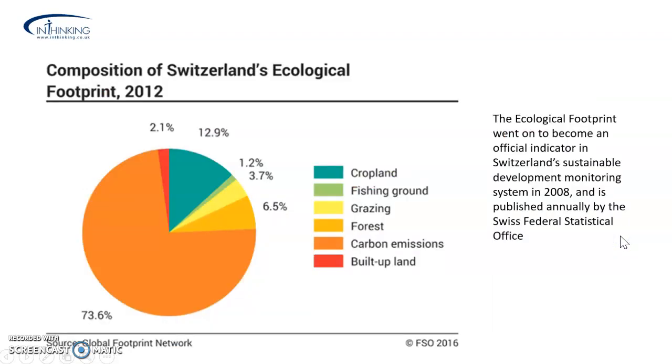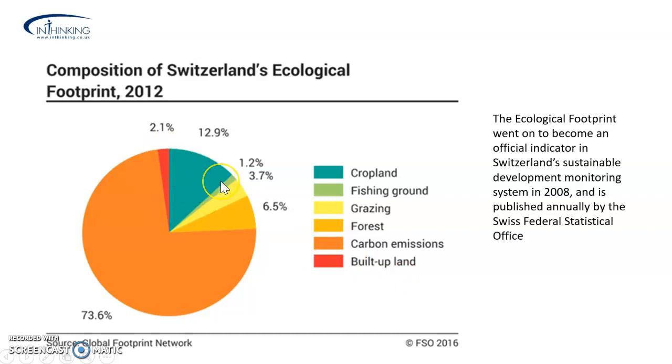It can also be looked at the national scale. So Switzerland use ecological footprint as an official indicator for their sustainable development monitoring, and they've been doing so since 2008. This represents their footprint in 2012, and you see predominantly the biggest component is their carbon emissions. A smaller component, Switzerland being a mountainous country, large areas of rural areas, so their built up land doesn't take up too much space.